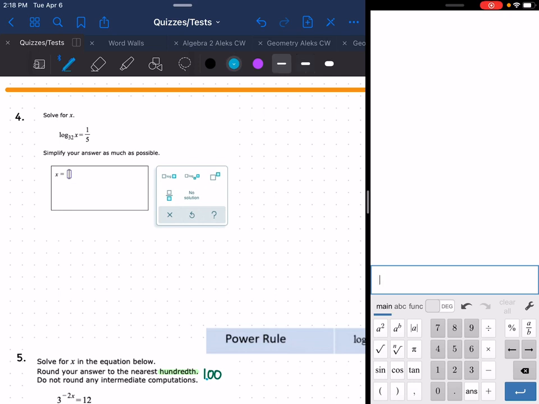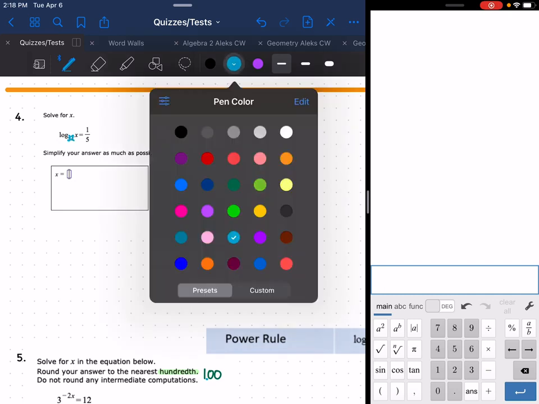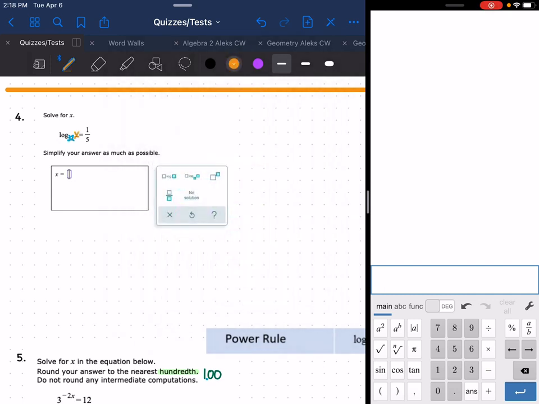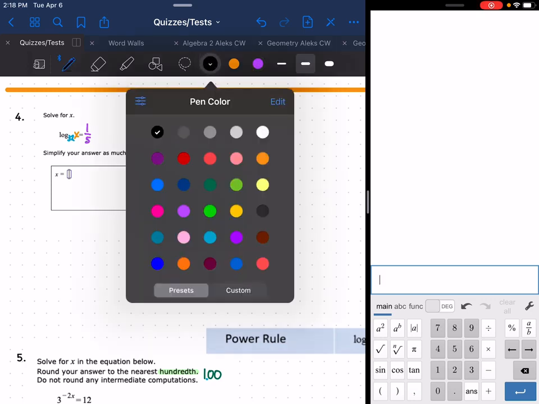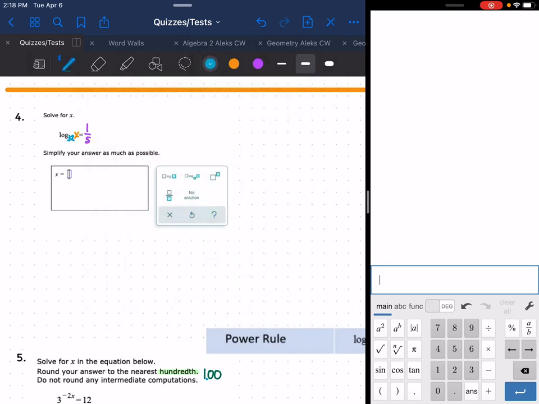So the 32 is my base. The x will be orange. And the 1/5 will be purple. Then what I can do is I can go ahead and write this as my base of 32 to my power, which is the purple one, equals the orange one.